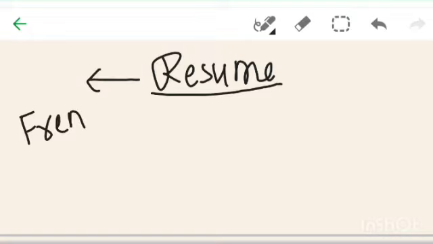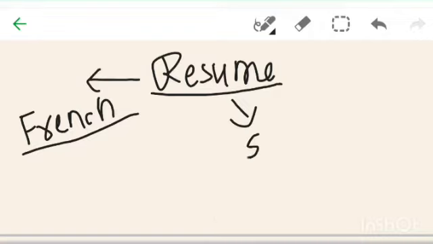So see, resume is derived from the French language. It's a French word derivation. Now it will have its own literal meaning also. Its literal meaning is summary. The word resume means summary. Summary of what? Summary of your professional skills.